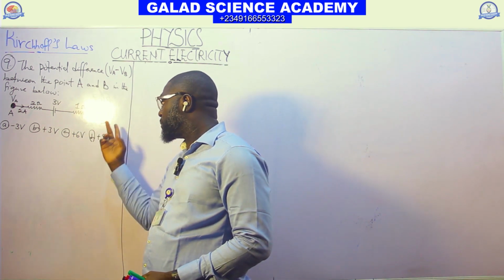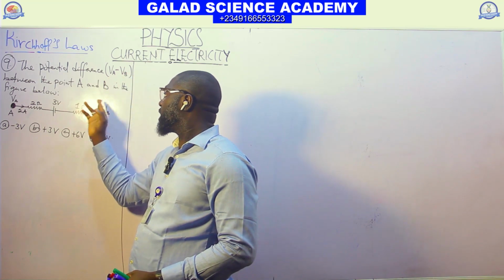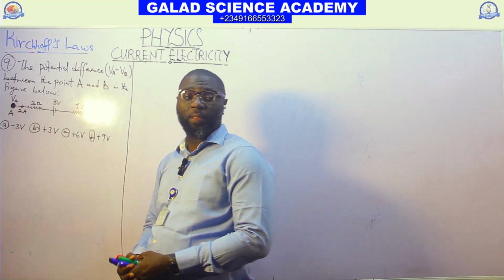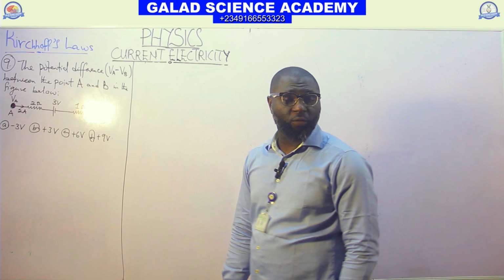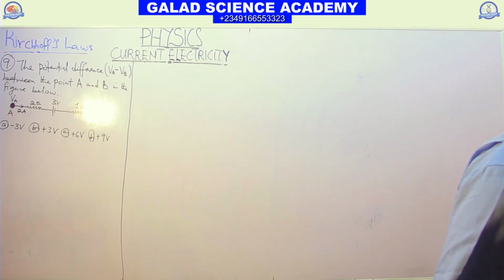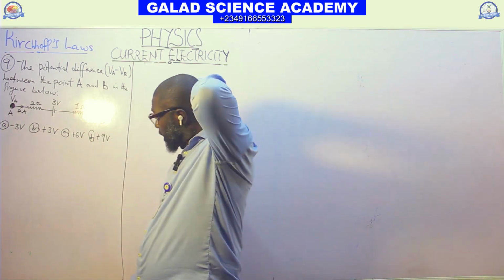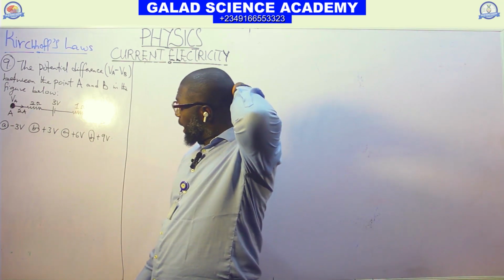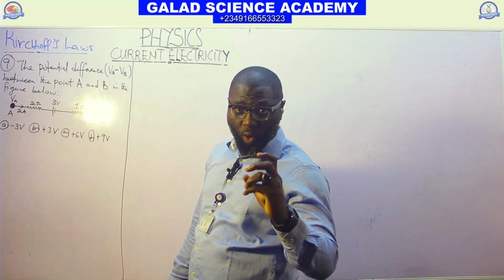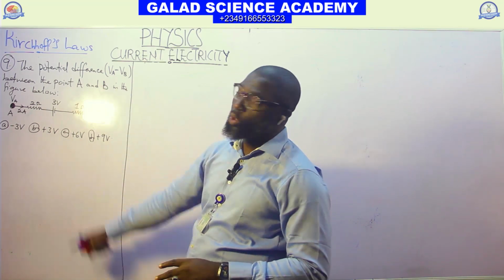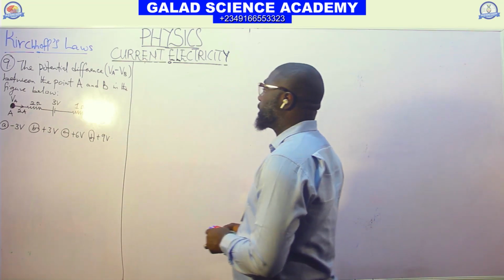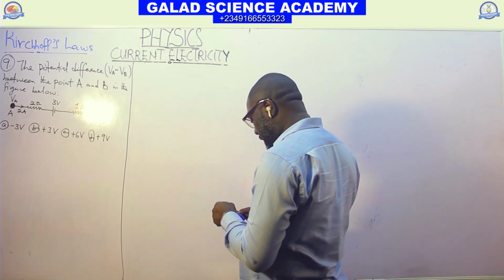P is the potential for B. You are now to find the potential difference between A and B. So before we can solve this kind of question, let me give you the clue or the code to it. Let me list the code here.